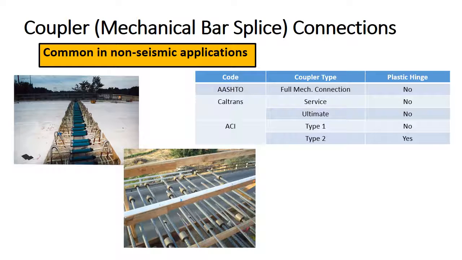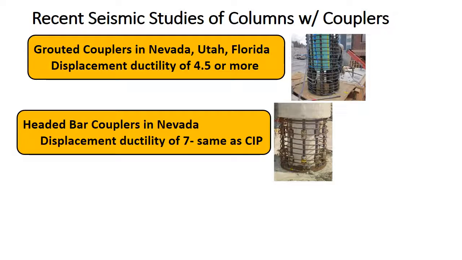The problem with couplers is that in current bridge seismic codes, they are not permitted in plastic hinges of bridges that are in moderate and high seismic areas. AASHTO and Caltrans, neither code allows for these couplers for a variety of reasons that we do not have time to get into. The American Concrete Institute, ACI, does allow couplers in plastic hinges under certain conditions, but that's applicable to buildings, not bridges.